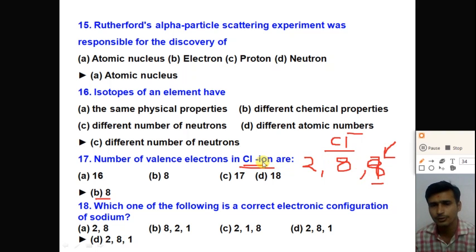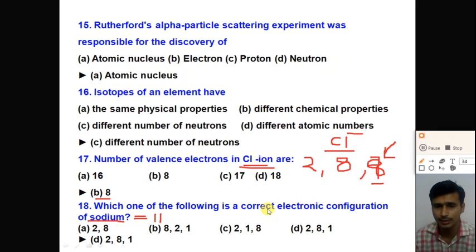But if you consider the number of electrons in the Cl minus ion, it is 8, right? Which one of the following is the correct electronic configuration of sodium? Sodium atom. Sodium has atomic number 11. That means in the sodium atom 11 electrons are there.